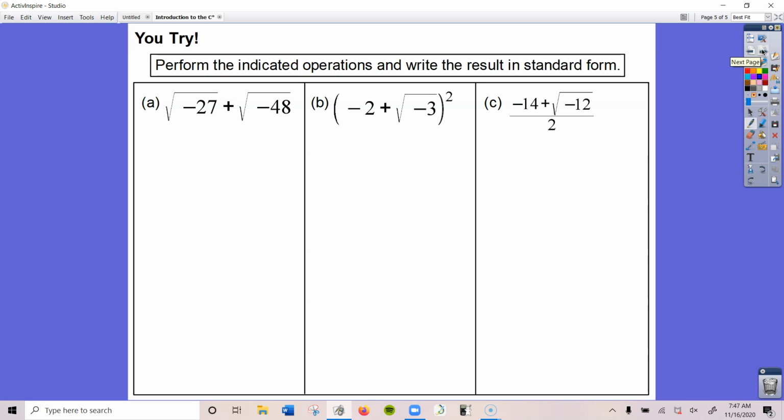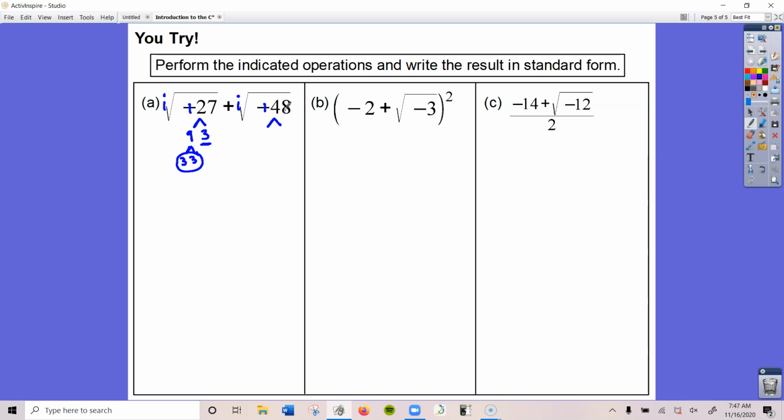Here we have the square root of negative 27 plus the square root of negative 48. So just like before, we're going to bring out i, make these positive, and we're going to see about simplifying these square roots. Now 27 is 9 and 3, and 9 can be further broken down to 3 and 3. So here's my pair, and this 3 will have to stay inside of the square root.